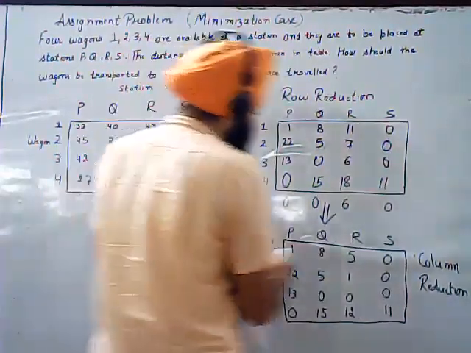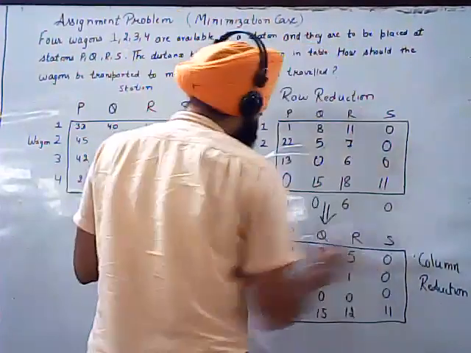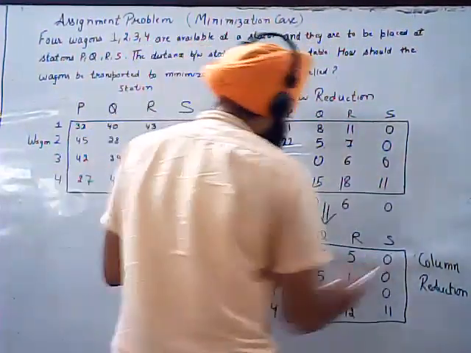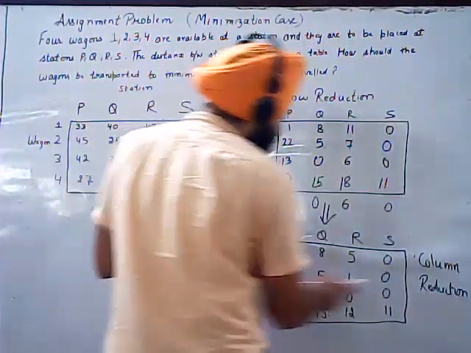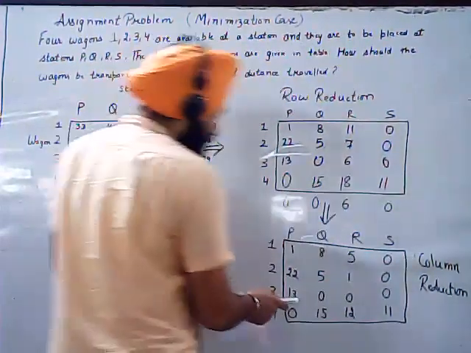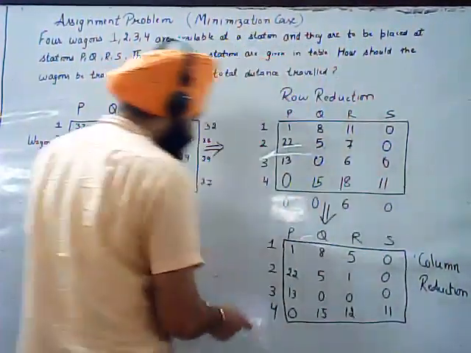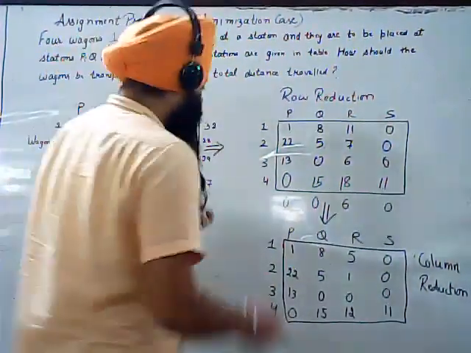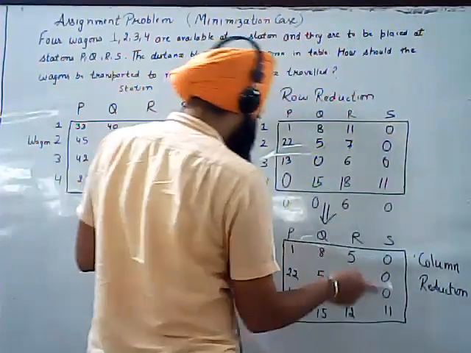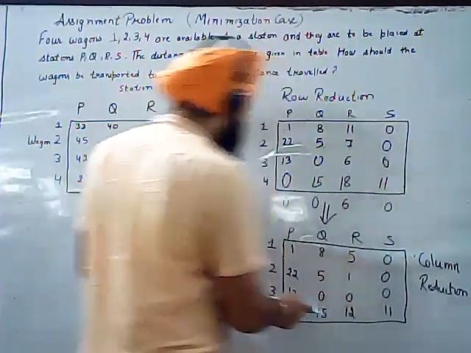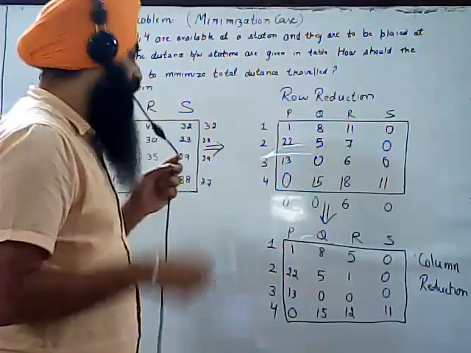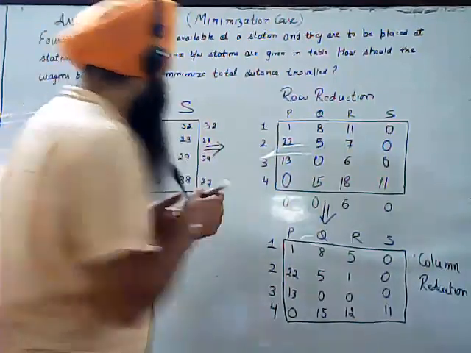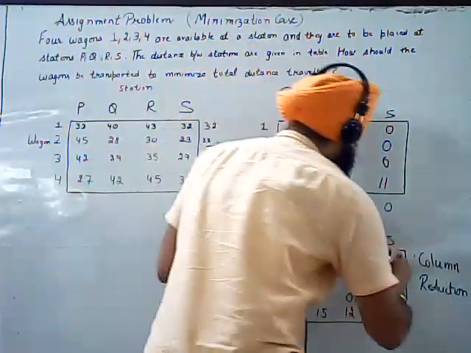In the first row there is only 1 zero. In the second row again there is 1 zero. In the third row there are 3 zeros, and in the fourth row there is again a single zero. So there is a single zero in rows number 1, 2 and 4, and we can give assignment to row number 1, 2 or 4. So let's start with row number 1.